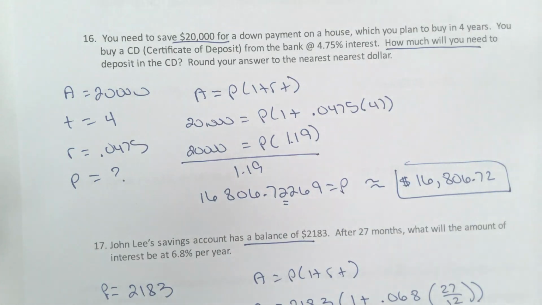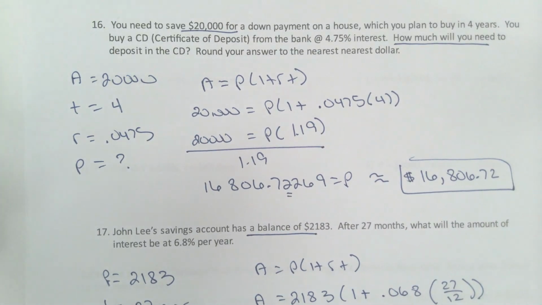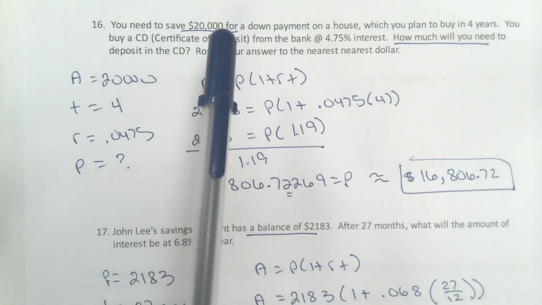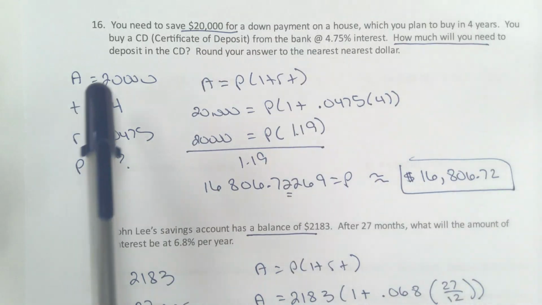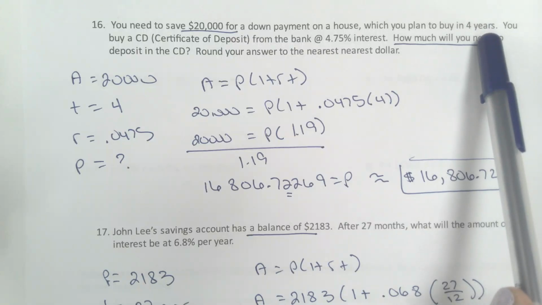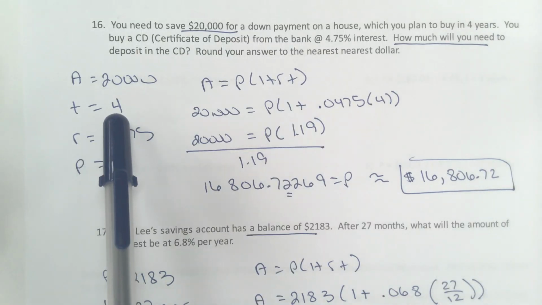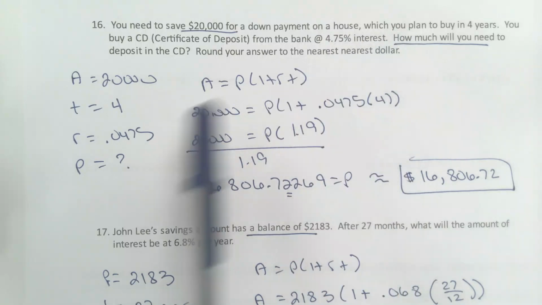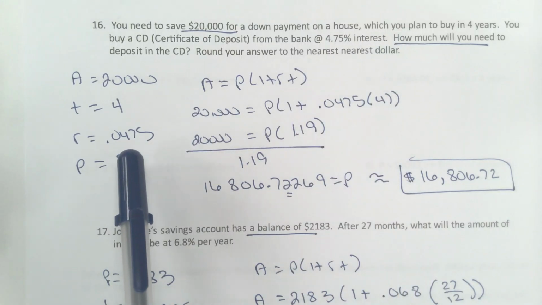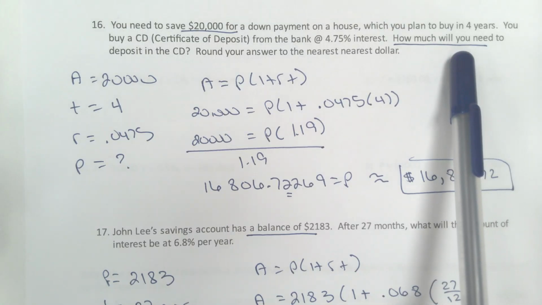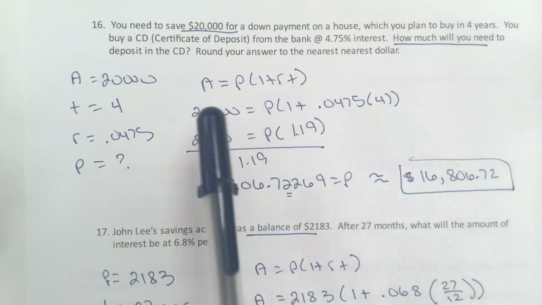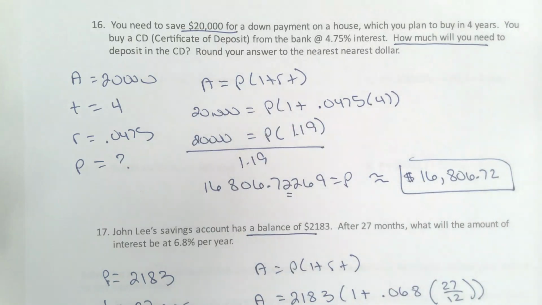All right, so to finish this up on number 16, it says that you need to save, so that's indicating a future amount there. So that is my A. Plan to buy in 4 years, so that is my T. It tells me my rate, so I changed it into a decimal. It says how much will you need to deposit. So therefore, that was asking my P, the principal.